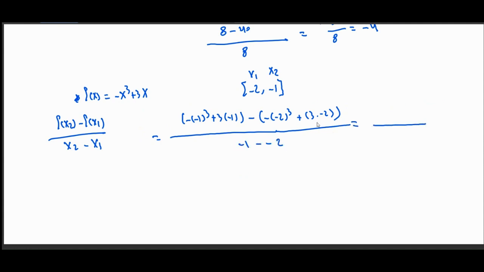Negative 1 to the power of 3 is negative 1, times negative gives positive 1, minus 3, minus negative 2 cubed, which is plus 8, minus 2 times 3 which is negative 6, over 1. Negative 1 minus negative 2 gives 1. 1 minus 3 is negative 2, minus 6 plus 8 minus 6 is 2 over 1. Negative 2 minus 2 is negative 4 over 1, which is negative 4.